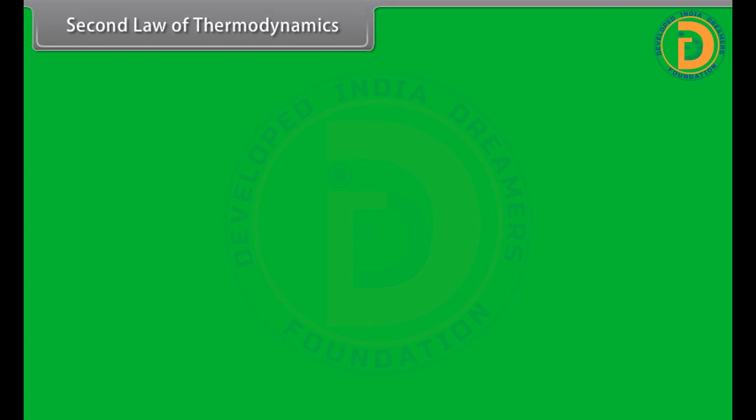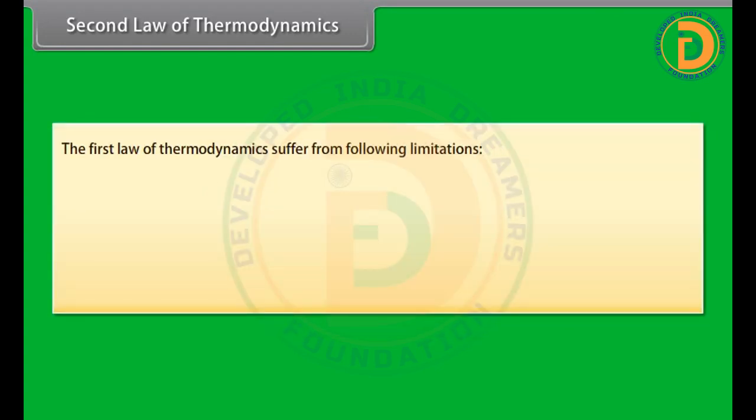Second law of thermodynamics. The first law of thermodynamics suffers from the following limitations.